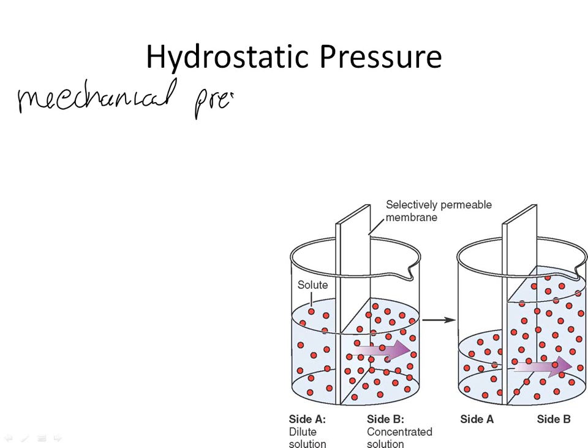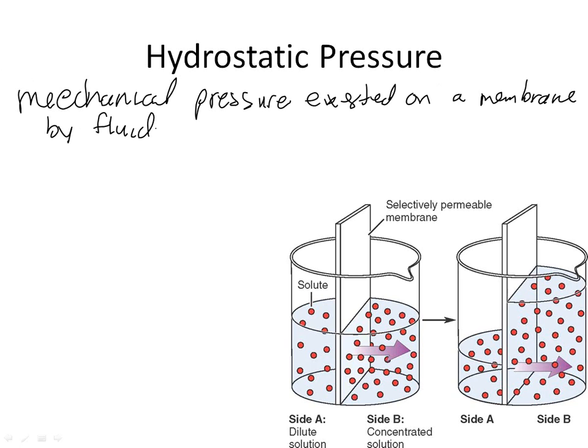pressure exerted on a membrane by fluid. So basically, the hydrostatic pressure is any kind of mechanical pressure exerted on a membrane by fluid itself. Could be water. We're just going to call it fluid in general.